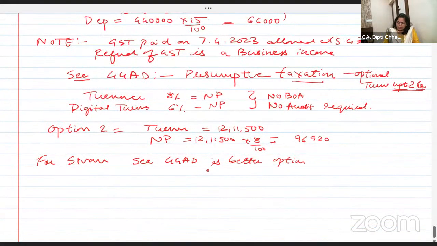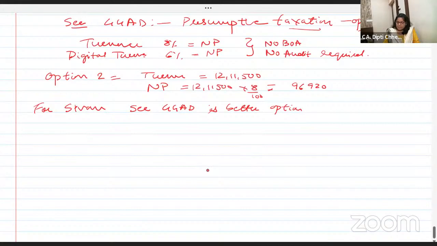Nice, clear to all of you? So that's all for this problem. One more problem shall we solve? Which one?